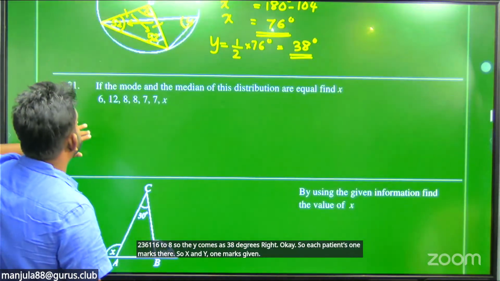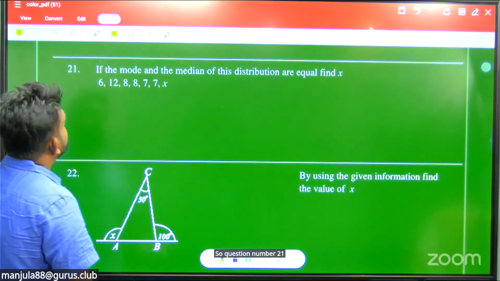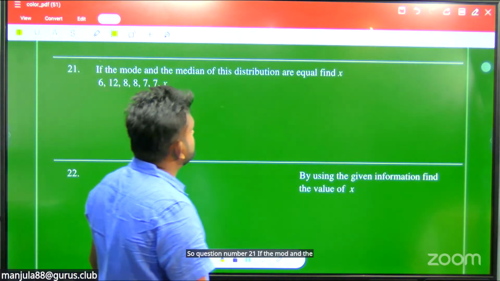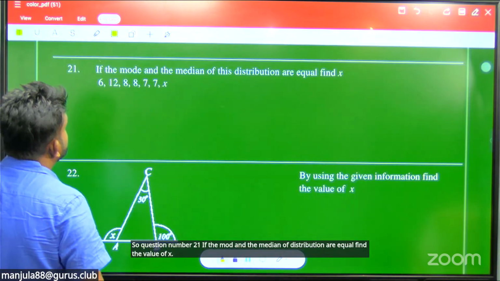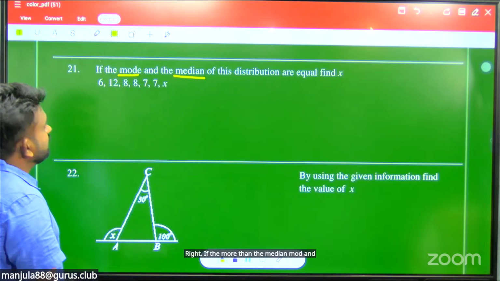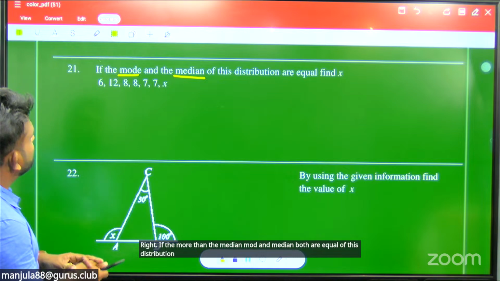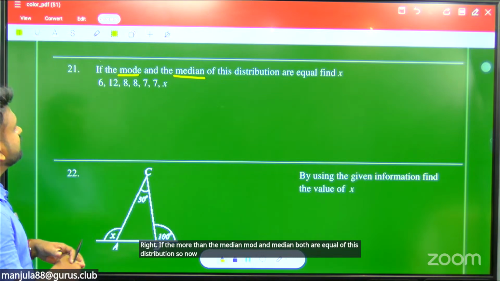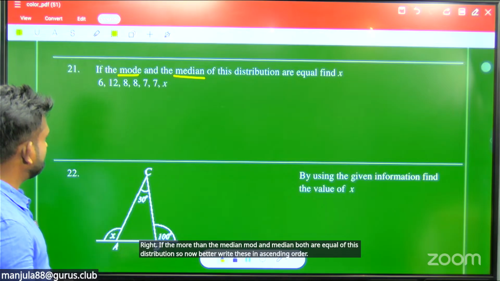So question number 21. If the mode and the median of the distribution are equal, find the value of x. Right. If the mode and median both are equal for this distribution. So now, better write these in ascending order, but no problem.